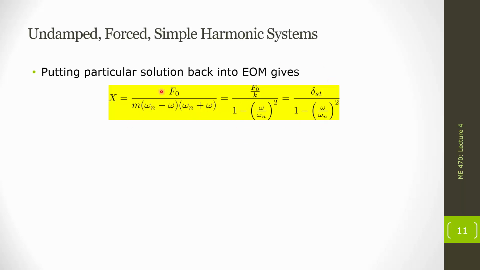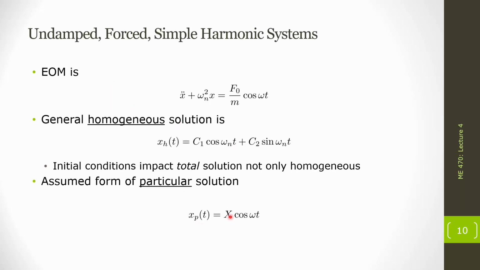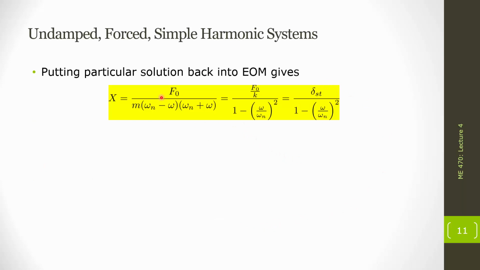So putting it back into our equation, putting this X cosine omega t back up into here for our x and our x double dot, we're able to solve for the value of X that satisfies that equation. And then this again is what we get out here. So the amplitude over m times the difference of the natural frequency and the driving frequency times the sum of the natural frequency and the driving frequency. Or this middle term here, we can express it as well.